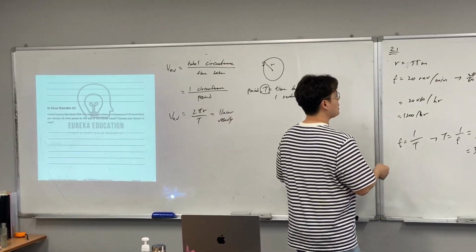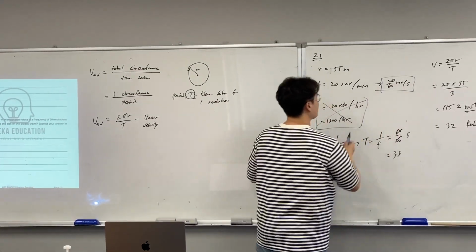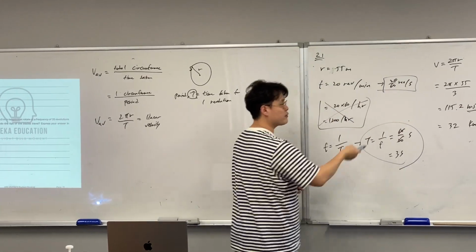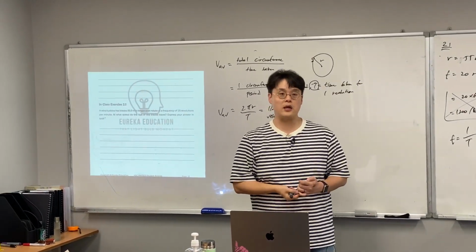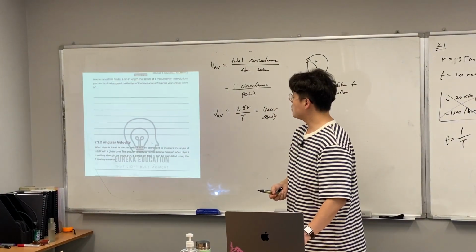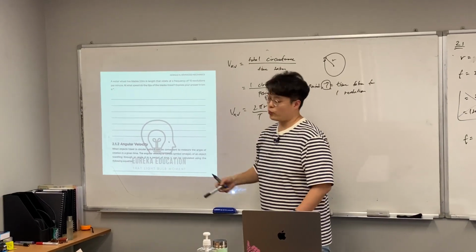So the point is, you don't really need to find this point over here. Just focus on the period. Once you get the period value, you should be able to get the linear velocity of the turbine or any of the circular motions that you have. Okay, now, could you try for the next one then? The water wheel question.